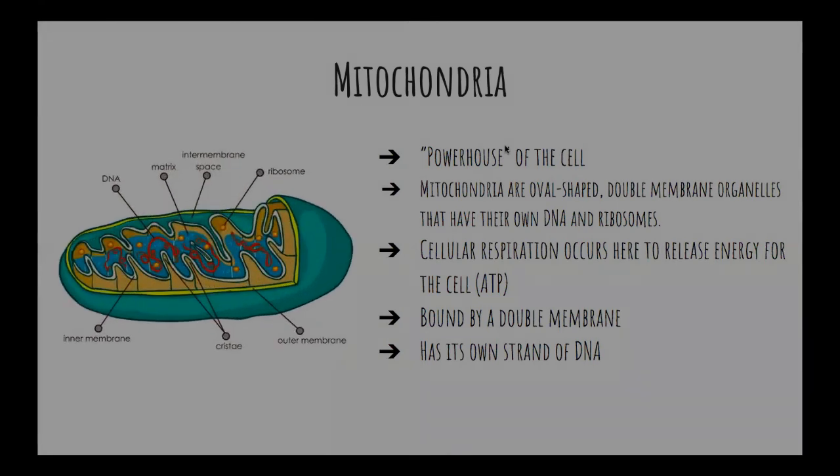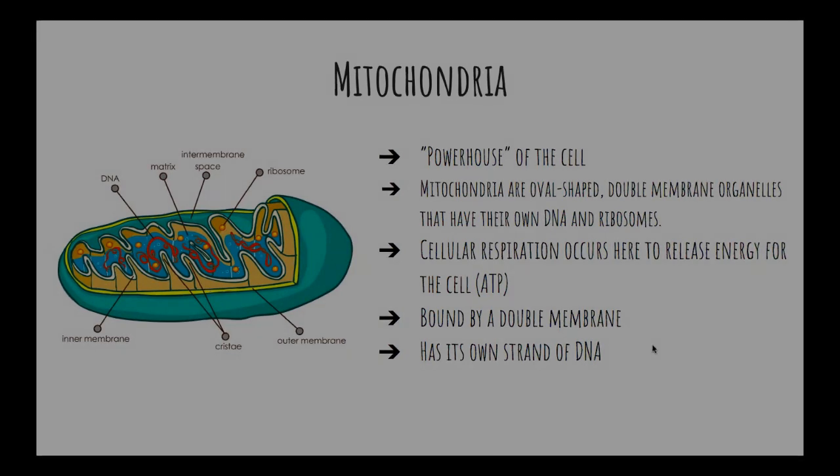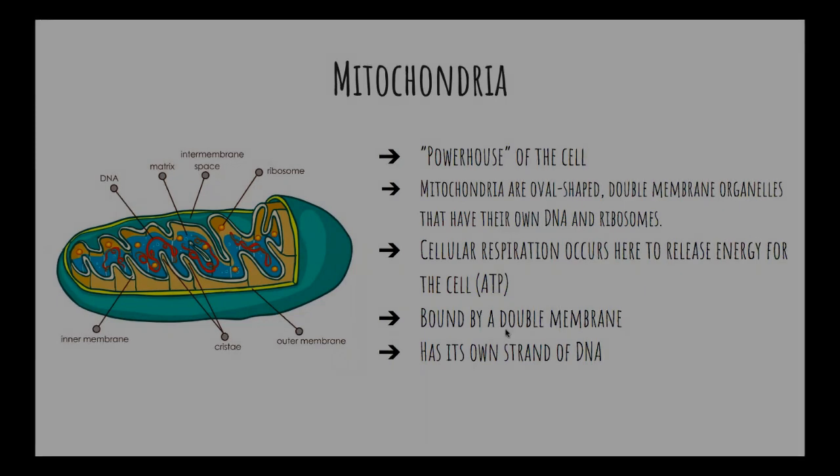First, we'll look at the mitochondria, which is known as the powerhouse of the cell. Mitochondria are oval-shaped, double membrane organelles that have their own DNA and ribosomes. Cellular respiration occurs here to release energy for the cell, known as ATP. They are bound by a double membrane and have their own strain of DNA.